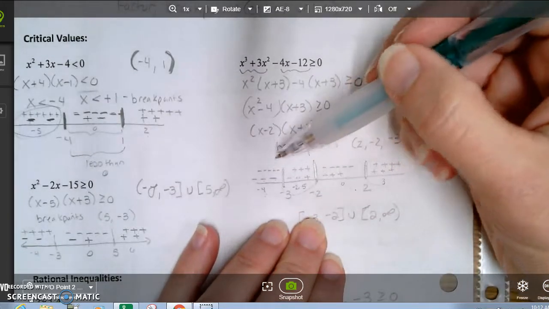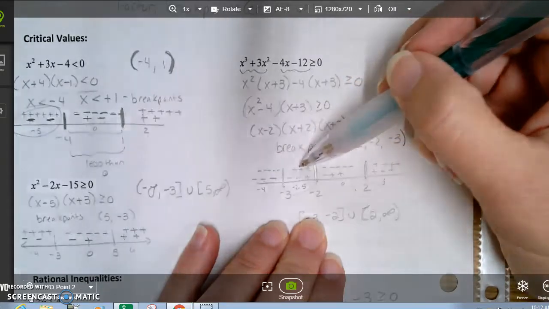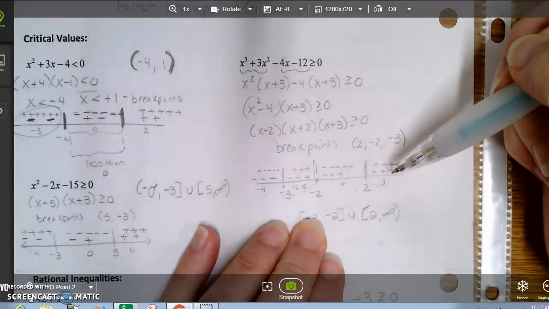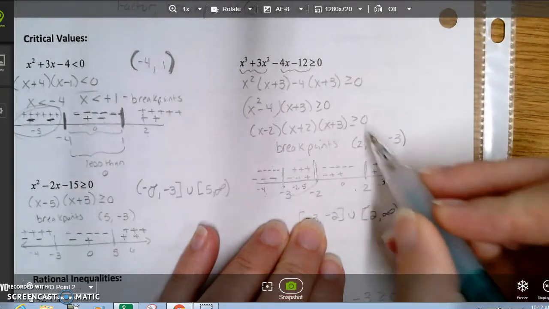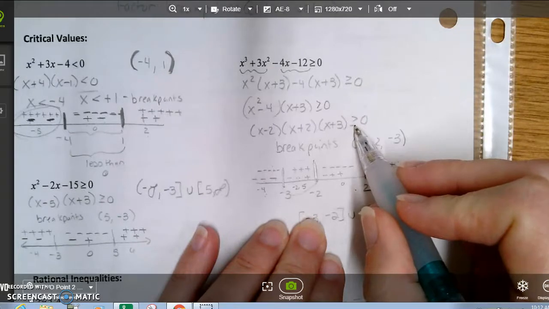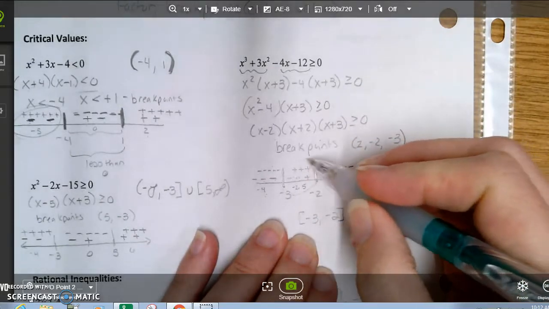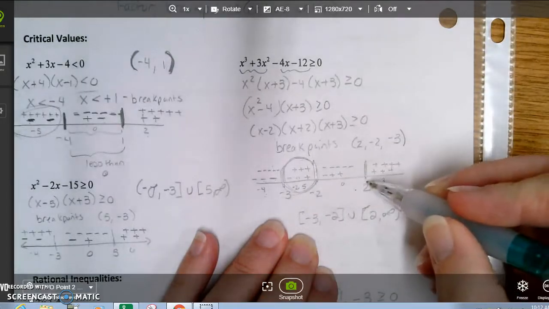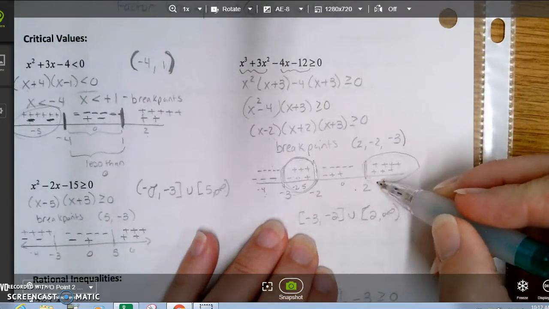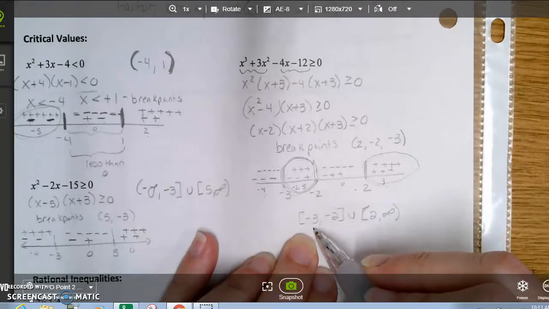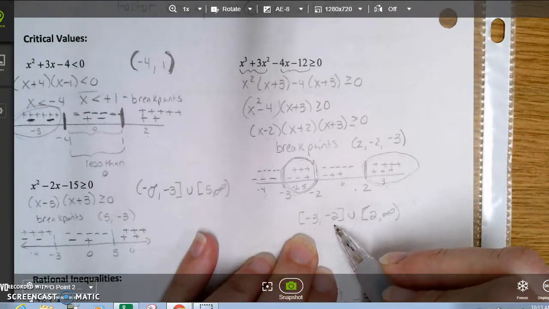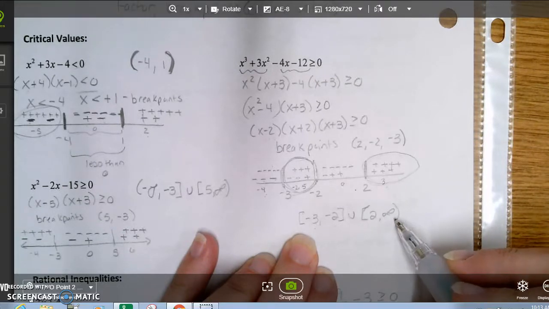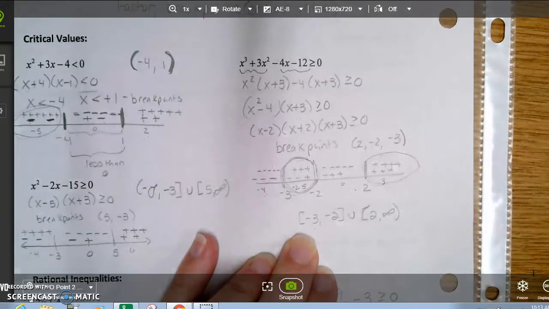So the areas should alternate. We have negative, positive, negative, positive. And they should alternate. If they don't, there's a chance you might have messed something up. So we want the areas that are greater than 0. Those are between negative 3 and negative 2, and all of this area over here that's greater than 2. So in interval notation, we write negative 3 to negative 2, union 2 to infinity. And so the answer to the solution would be that.